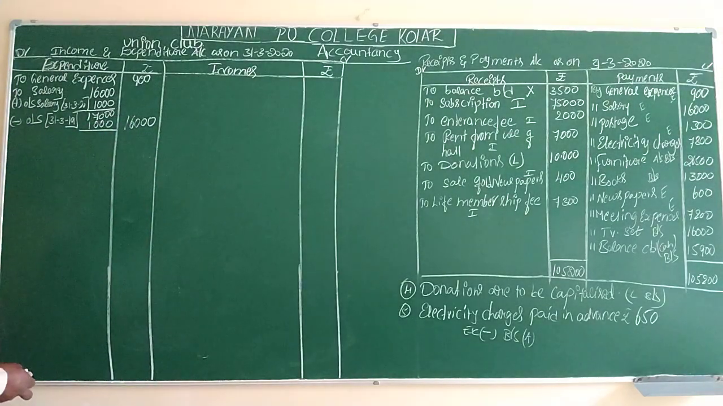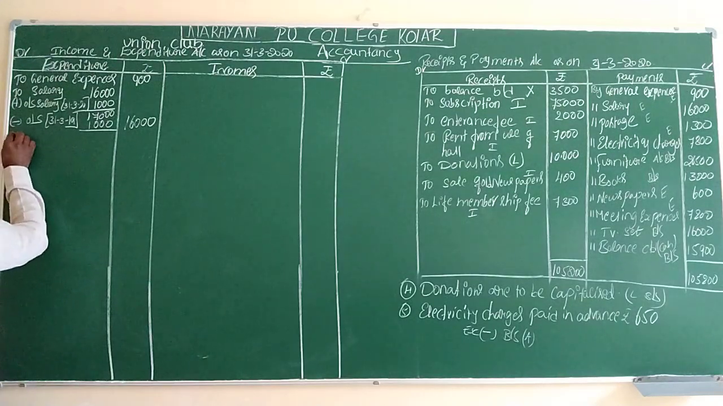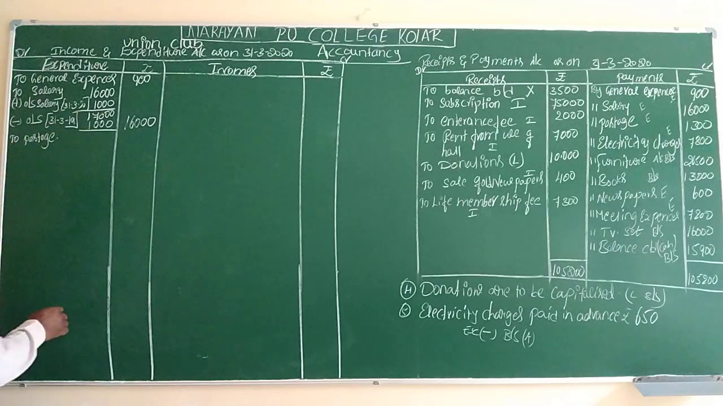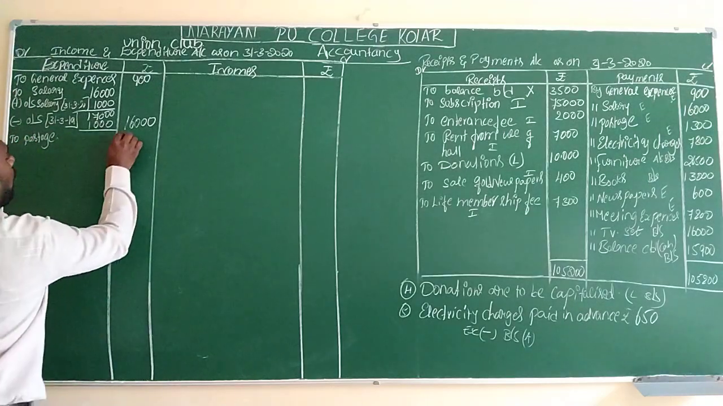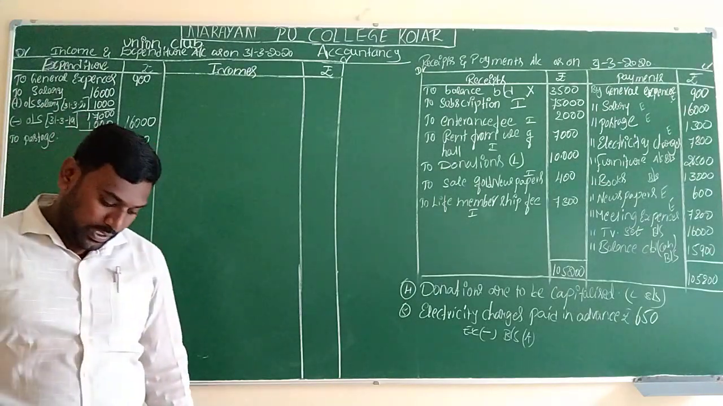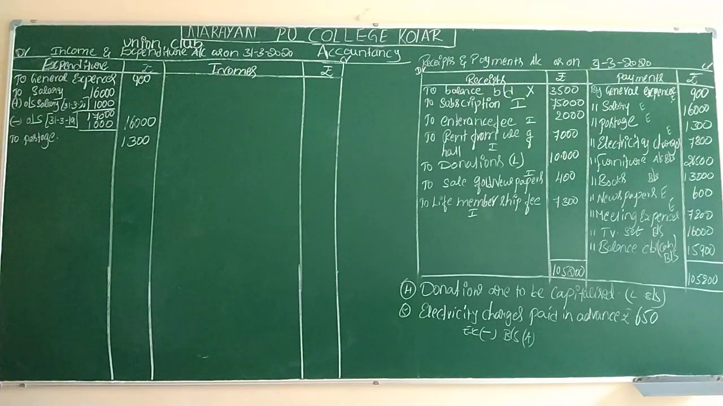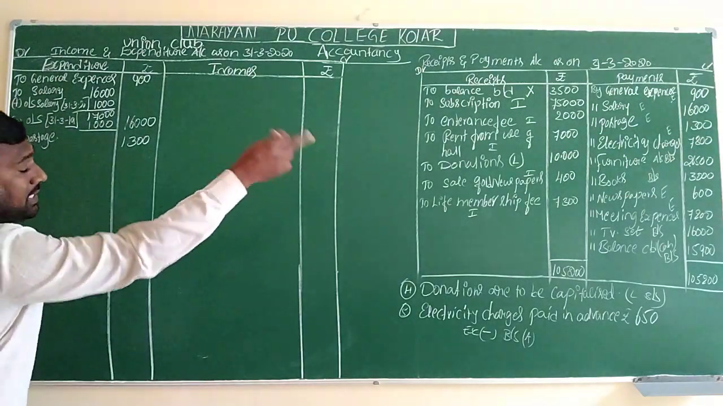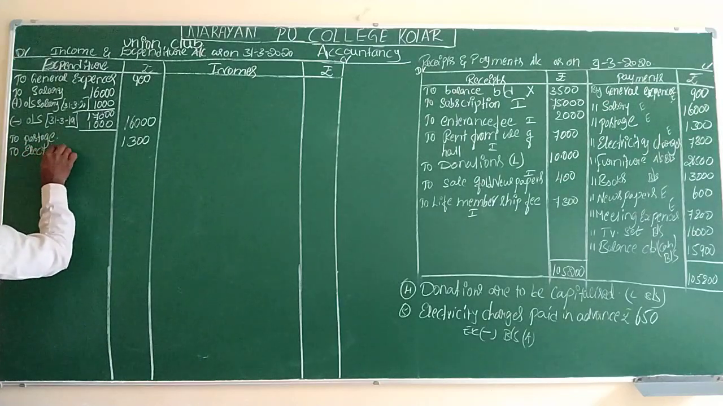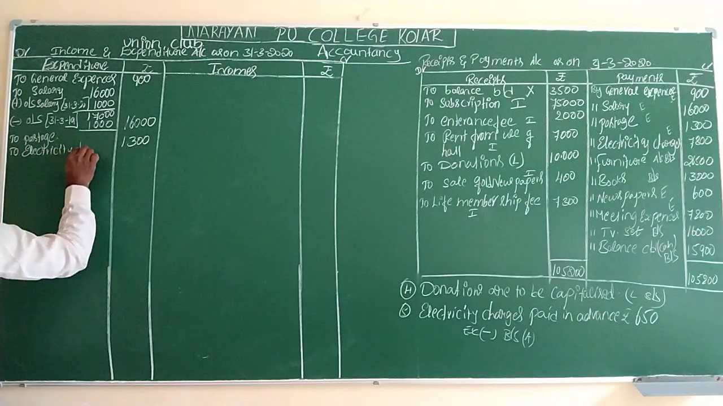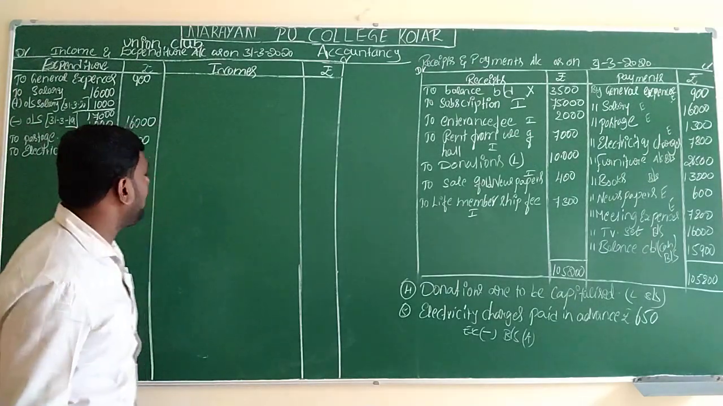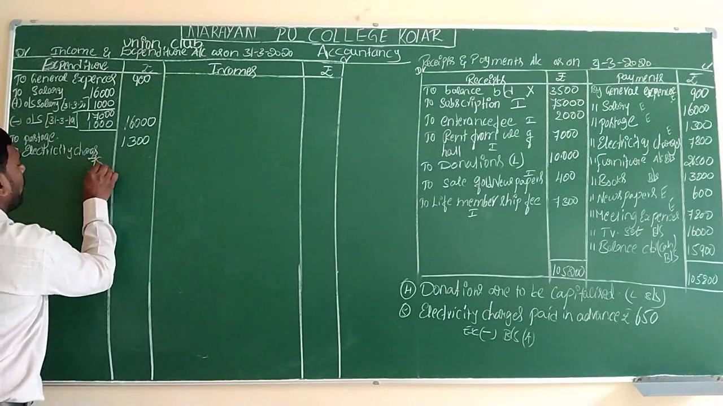Next, postage. For this postage, no adjustment is there. We should write it directly as postage. The value of postage is 1,300 rupees. After that, they have given electricity charges. We will write here "To electricity charges." We should write this electricity charges, that is 7,800, in the inner column only.